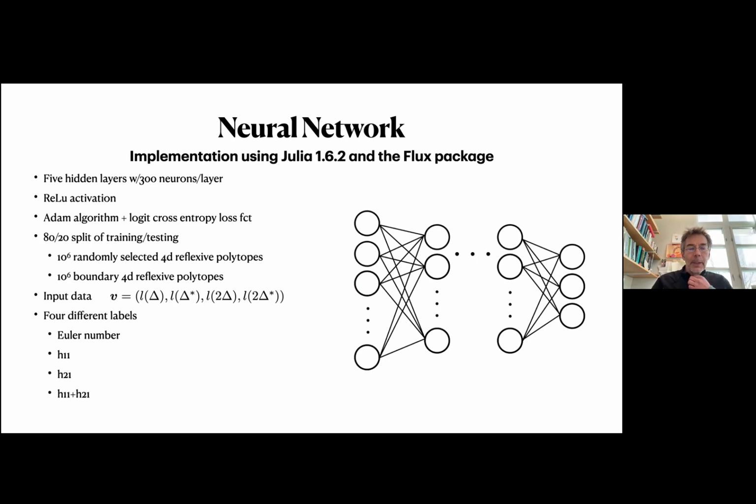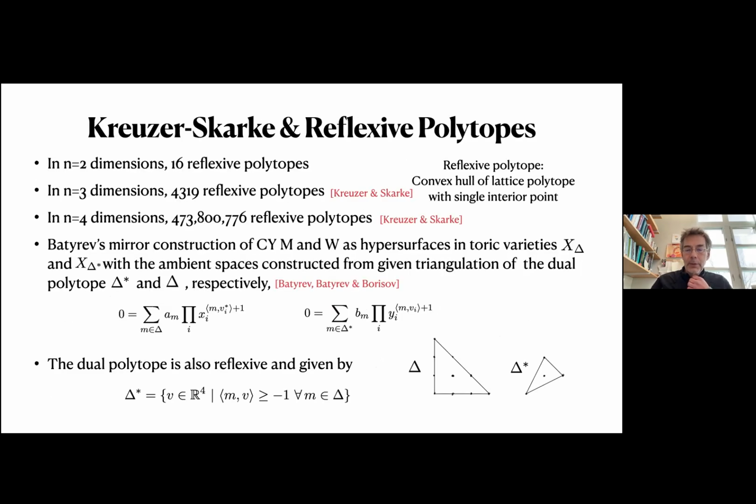So L of delta is the number of points in the original reflexive polytope. If we go back to the picture of the polytope delta on the left, and count the points there, there are 10 points in delta. So L of delta would be 10 in this case, and L of delta star would be 4. Those are the two inputs.